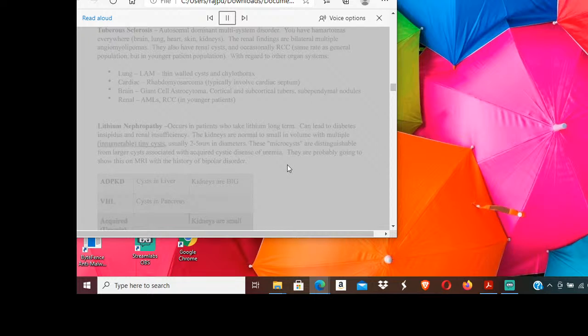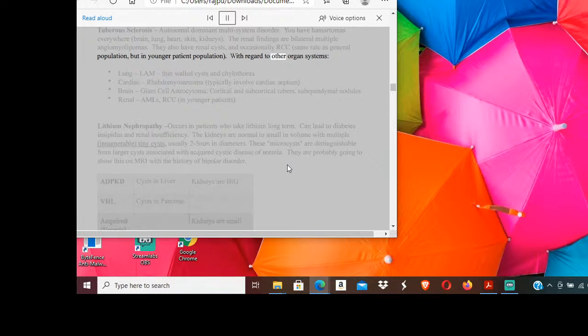Tuberous sclerosis: autosomal dominant multisystem disorder. You have hamartomas everywhere: brain, lung, heart, skin, kidneys. The renal findings are bilateral multiple angiomyolipomas. They also have renal cysts, and occasionally RCC, at the same rate as the general population, but in a younger patient population.